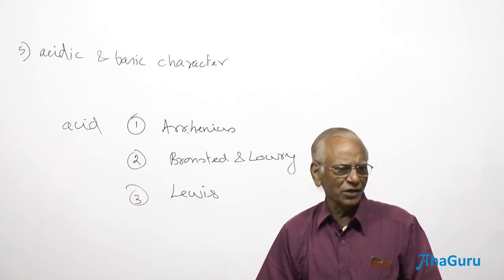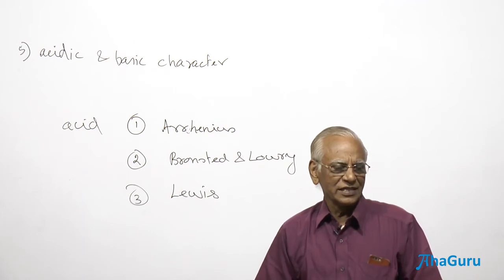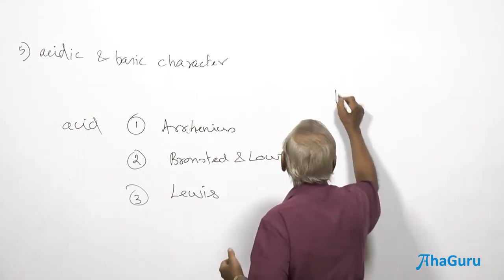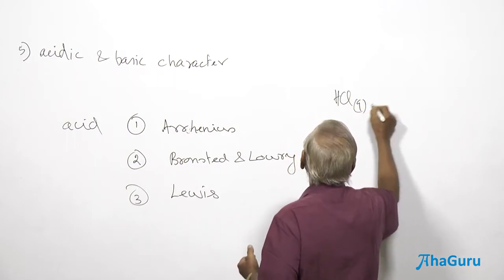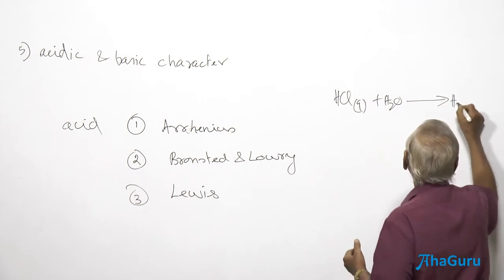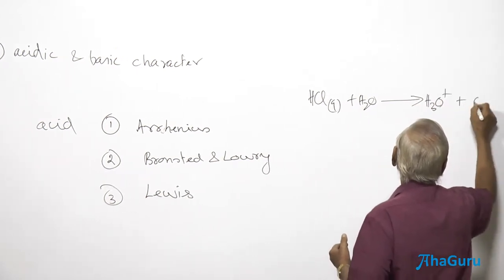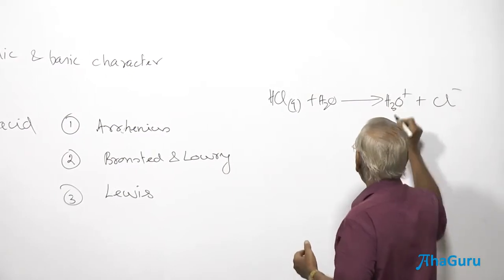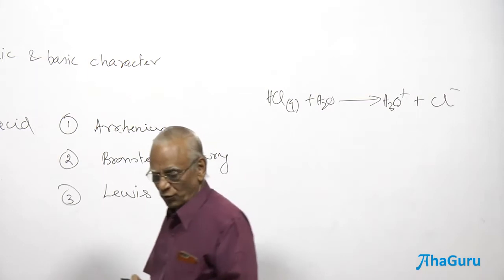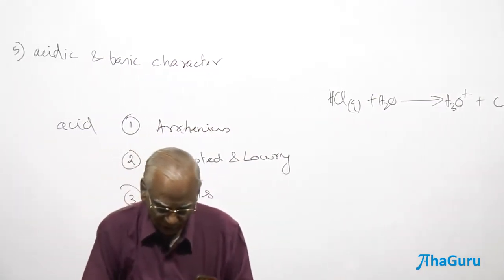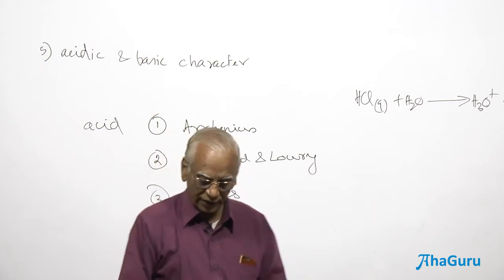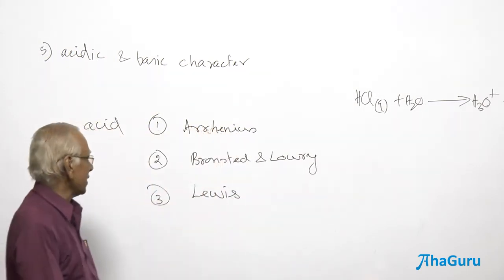We have already mentioned it also. HCl gas plus H2O giving rise to H3O plus ion and Cl minus ion. And this is called hydronium ion, or oxonium ion. Production of hydronium or oxonium ion is responsible for the acidic character. That is an Arrhenius acid.